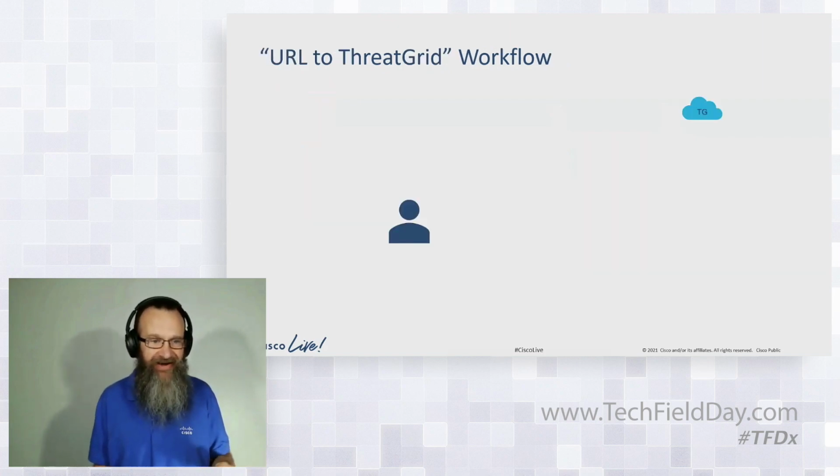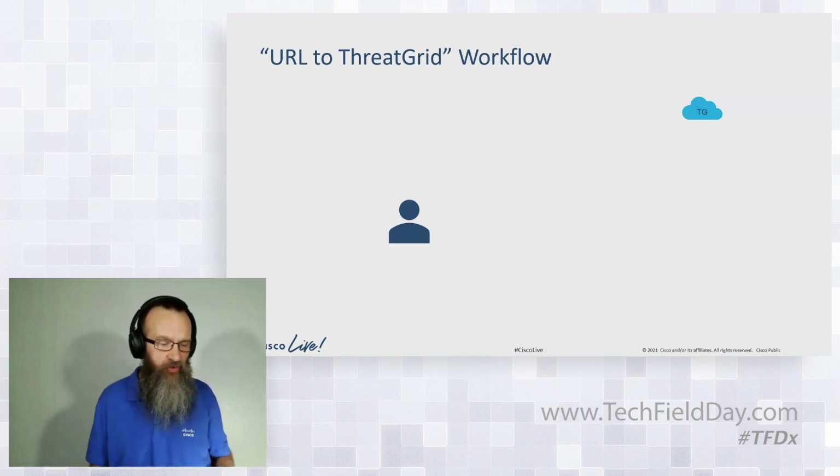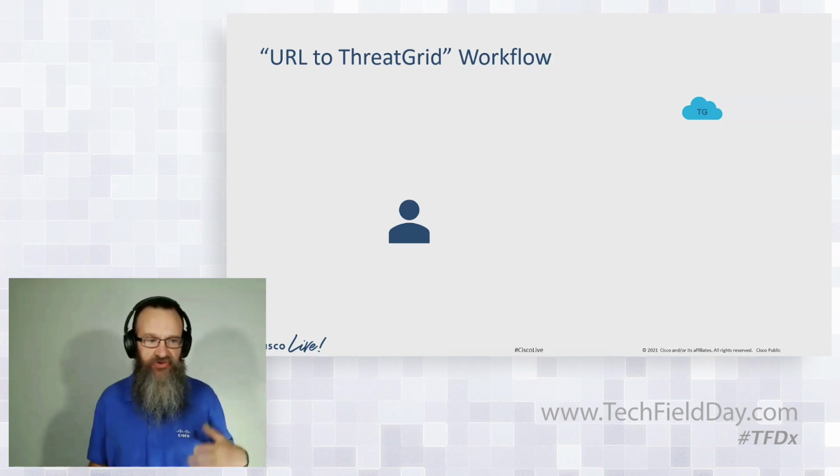So ThreatGrid is our malware analysis engine. And in many cases, analysts have need to submit a URL to the malware analysis engine so that it will spin up a VM and it will browse to that URL and will record everything that happens to the system as a result of having gone to that URL. That's what it does. That's what it's for.